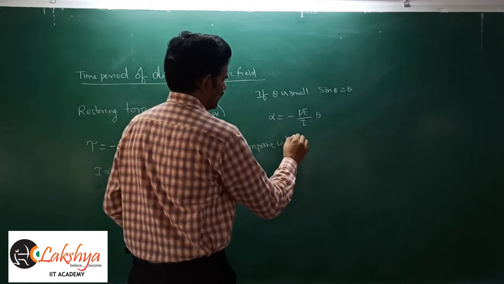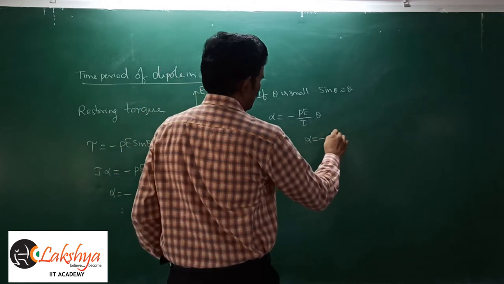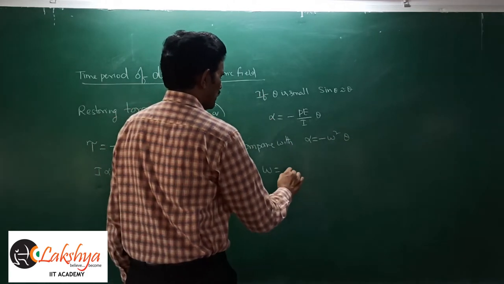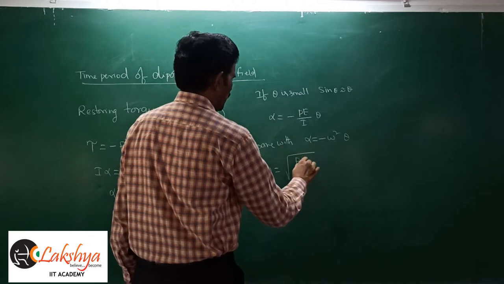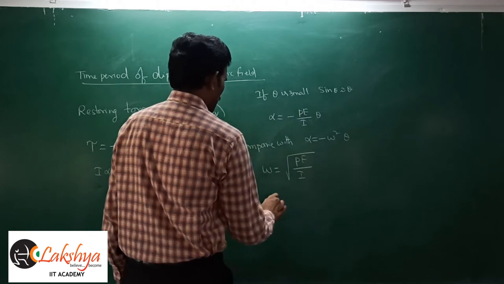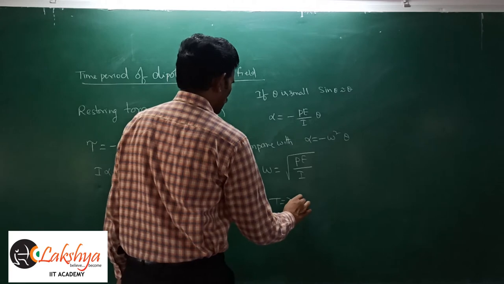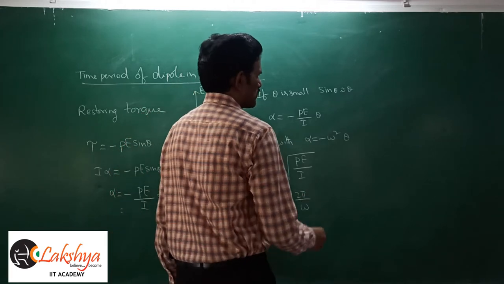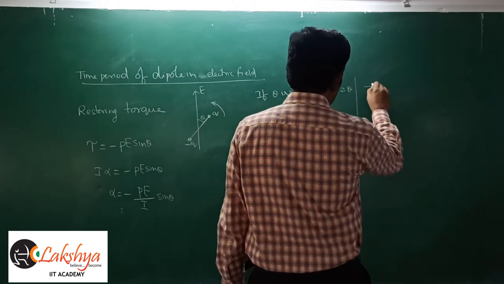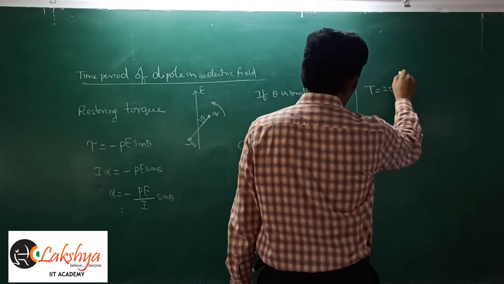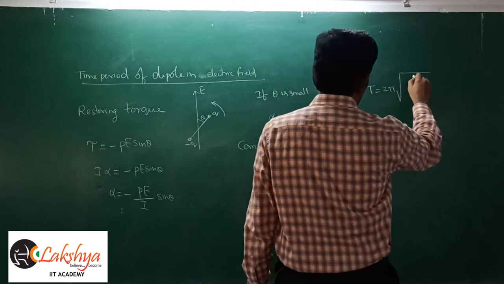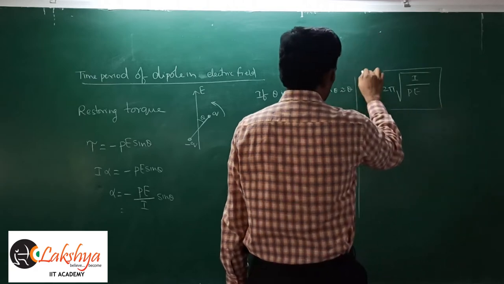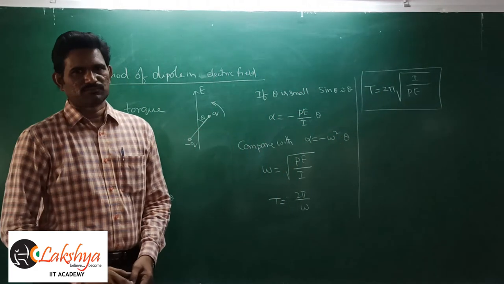So compare with alpha is equal to minus omega square theta. Therefore omega is equal to under root of PE by I. And from this, time period T is equal to 2 pi by omega, we can write here. If you substitute there, then you will get the time period of oscillation of this dipole as 2 pi under root of I by PE. So this is the expression for the time period of this dipole.